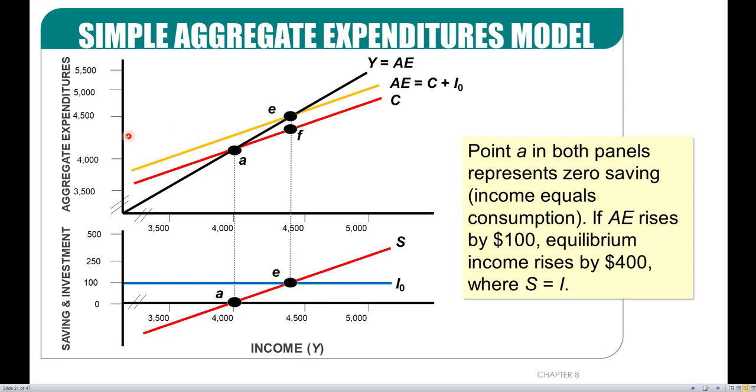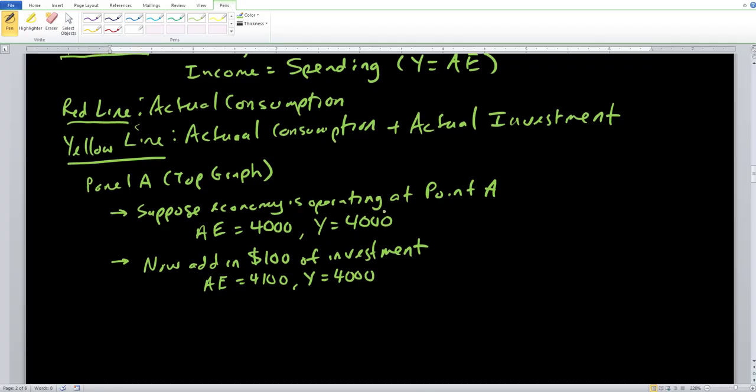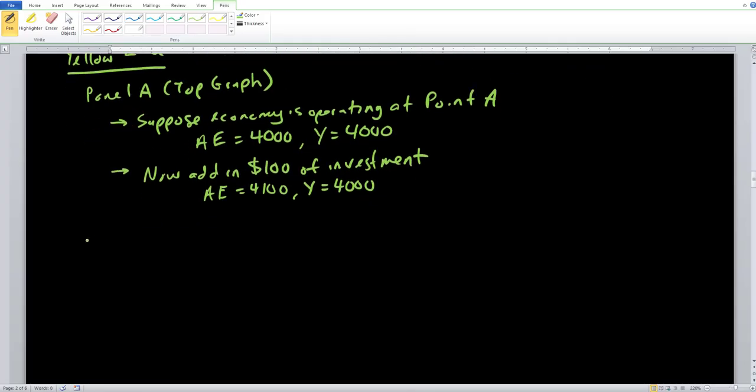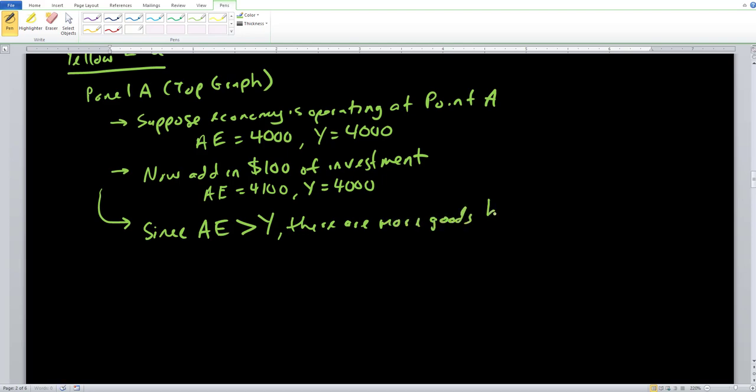Here we notice that aggregate expenditures is bigger than income. So there's more spending in the economy than there is income. That tells us that there are more goods being demanded than there are being supplied. Since AE is greater than income, spending is greater than income, there are more goods being demanded than supplied. So there's actually more demand than there is supply. We're in some type of shortage.